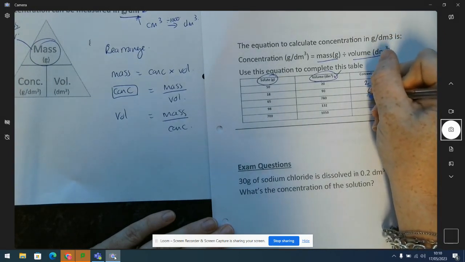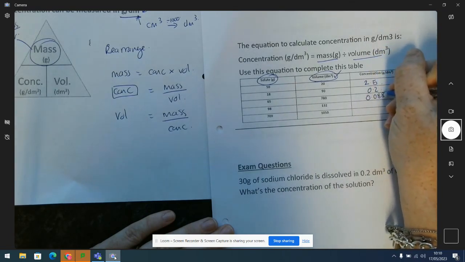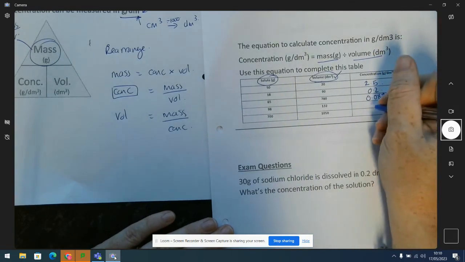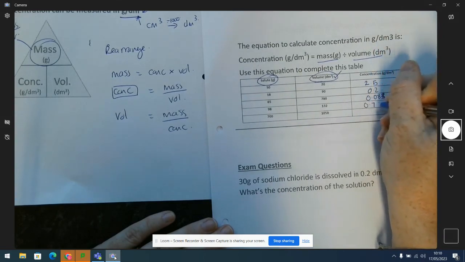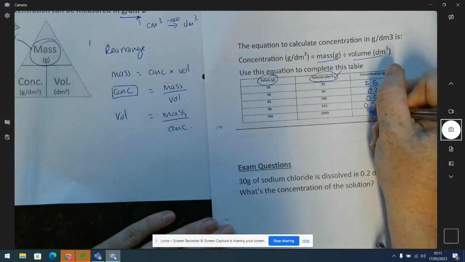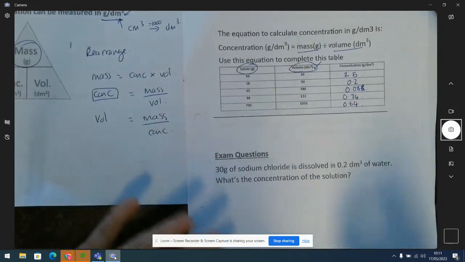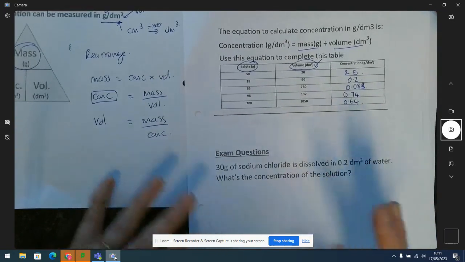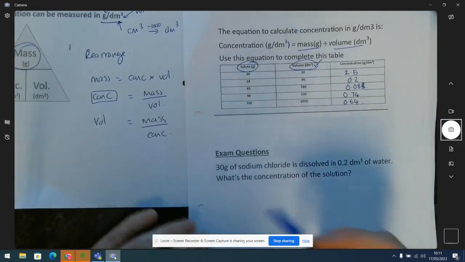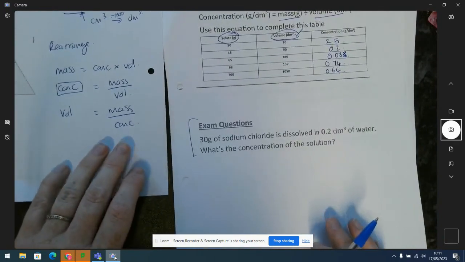Then I've got 65 divided by 780, 0.083. 98 divided by 132 should be 0.74, and 700 divided by 1050, 0.64. Okay, so that's just practicing the calculation. It's not often how the question will in fact come up. That's why I've given you some exam questions to look at the types of questions you might get asked around this.